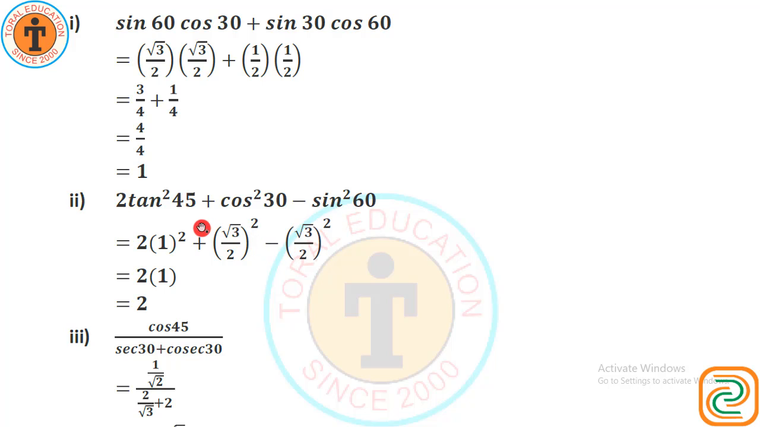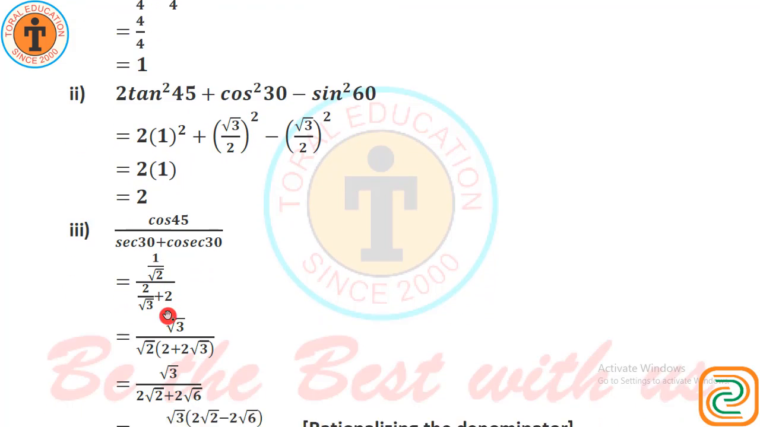We have to take only values. Look, tan square, square means 1 square, 2 into 1 square. Cos square 30, take value of 30, we have root 3 by 2, root 3 by 2 whole square, minus sin 60, that is square, root 3 by 2 whole square. 1 square is 1, and this is plus and this one is minus, both are equal, so they are cut off. So 2 into 1, that is 2, our value is 2.